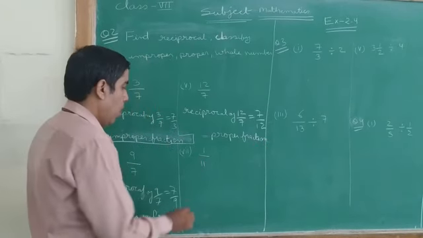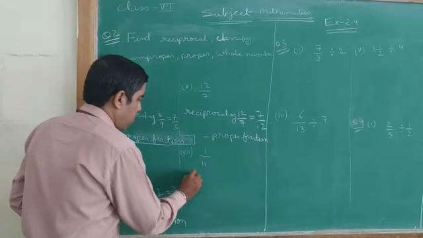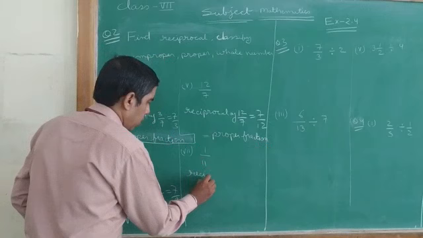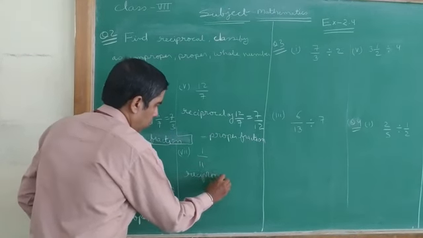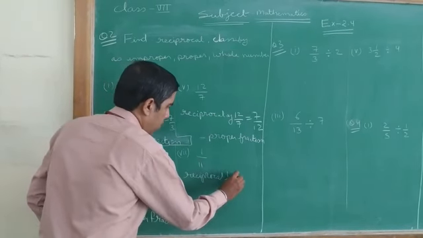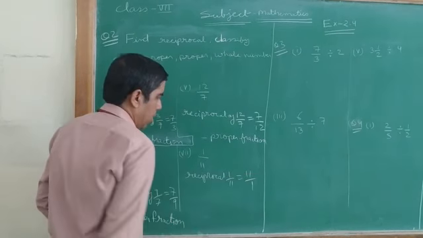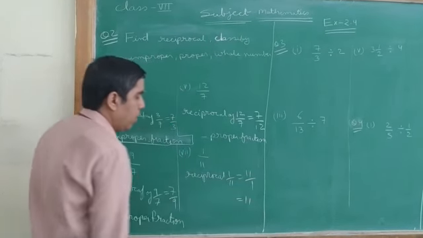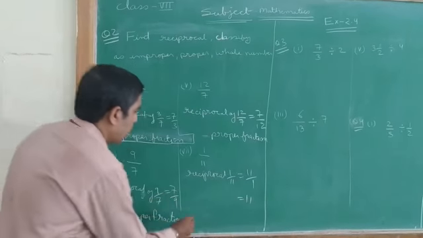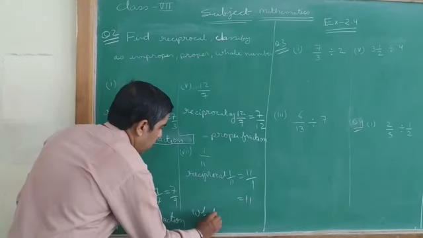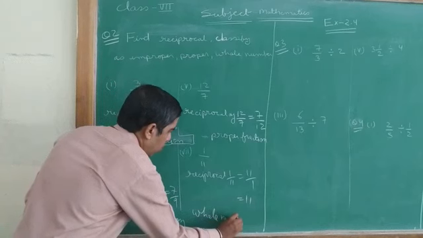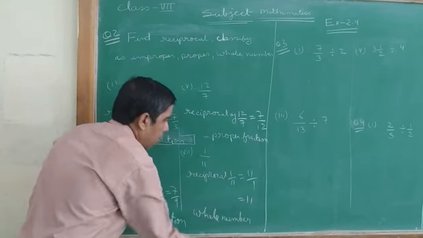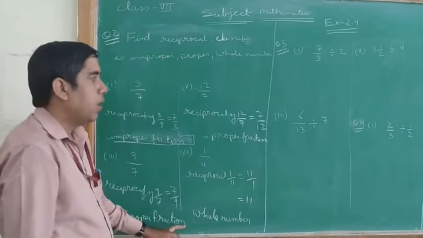Right here. Now 1 by 11. The reciprocal of 1 by 11 is equal to 11 by 1. And you can see 11 by 1 means actually 11, sorry. So it means 11 is a whole number. It is a whole number.